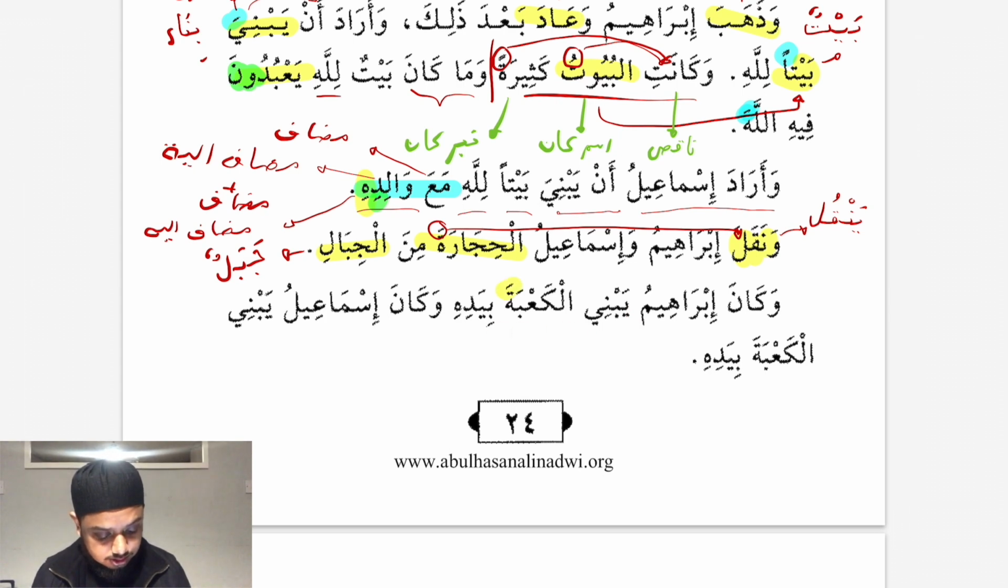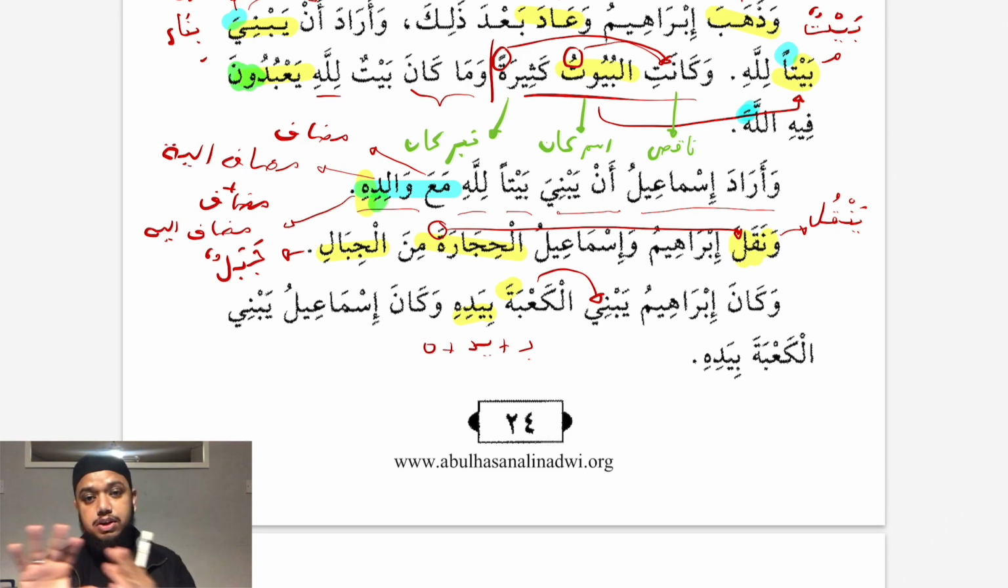It is mansoob because it's the maf'ul bih of yabni. Biyadihi. Biyadihi is actually three words. It is bi plus yad plus a dhamir ha. So bi is harf jar meaning with, yad is hand, and the ha is dhamir referring to Ibrahim alayhi salatu wasalam. It's a pronoun. So biyadihi literally means with his hand. So in English we will translate it as by hand.